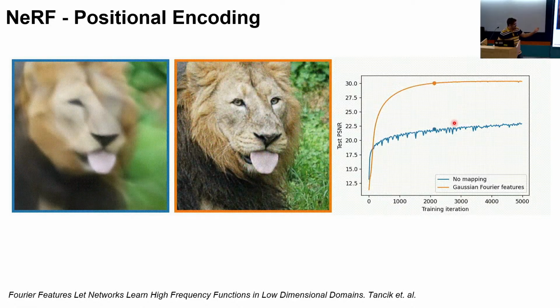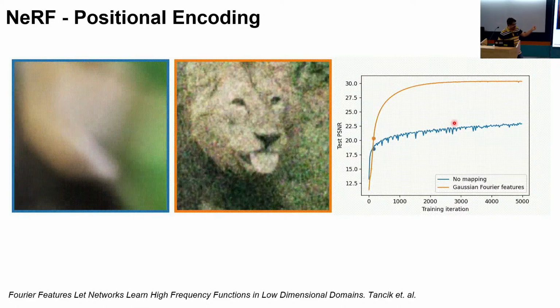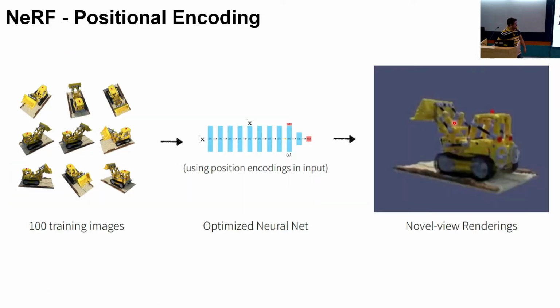So the authors of NeRF exactly did that. They took the encodings from here and applied the encodings to the position x and the direction omega, and then they observed that the high frequency details started appearing in the final output, in the final novel views.